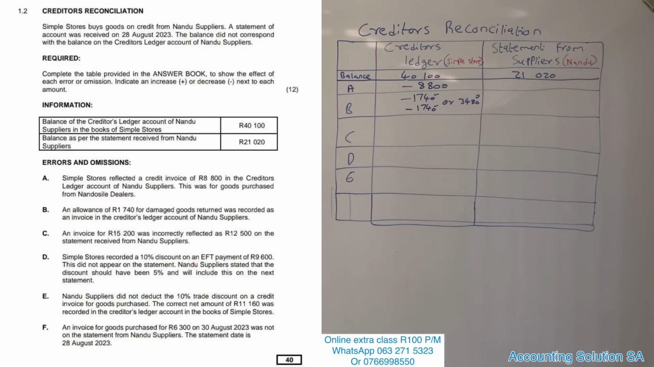Number C, an invoice for 15,200 was incorrectly reflected as 12,000 on the statement.